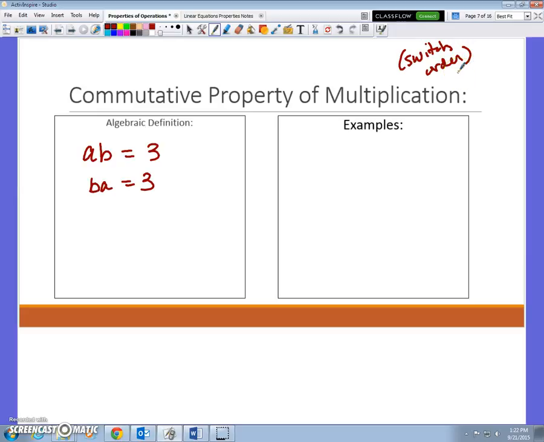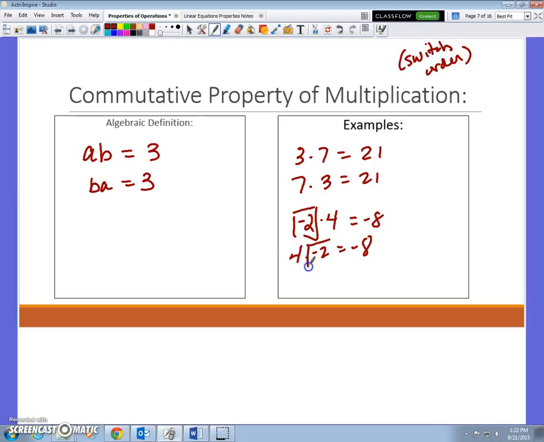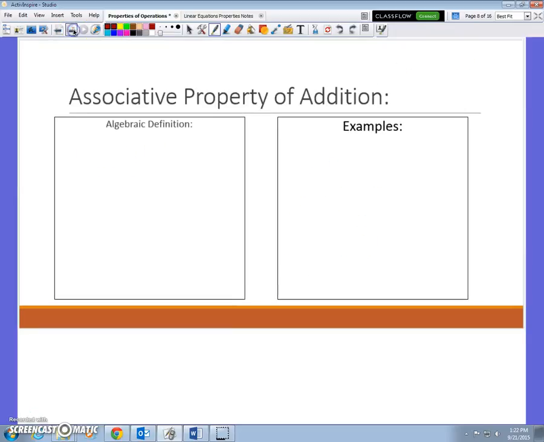All right. And so, for example, if I had 3 times 7 equals 21, that would be the same as 7 times 3 equals 21. Negative 2 times 4 equals negative 8, or 4 times negative 2 equals negative 8. All right. The negative still stays with the 2 on the commutative property, and that might make a difference. But as you can see, no matter which order you multiply them in, you're going to get the same result. It's called the commutative property of multiplication. You just switch the order.